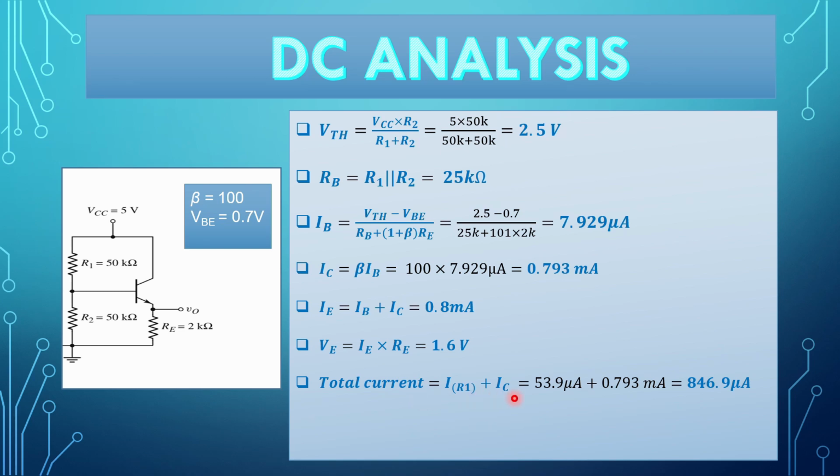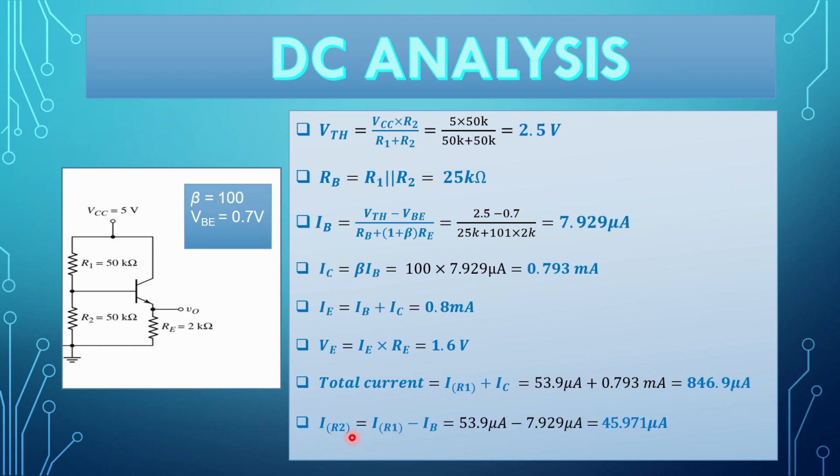plus IC. So I of R1 value is 53.9 microampere. This IC value is given as 0.793 milliampere. So hence, if we add both, we will get the total current as 846.9 microampere.